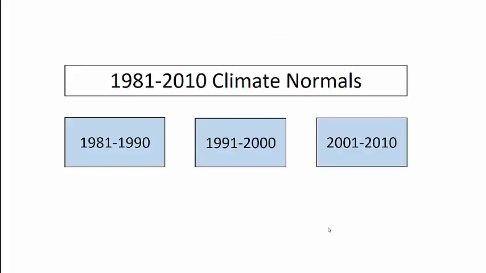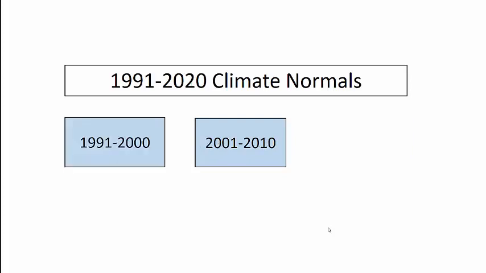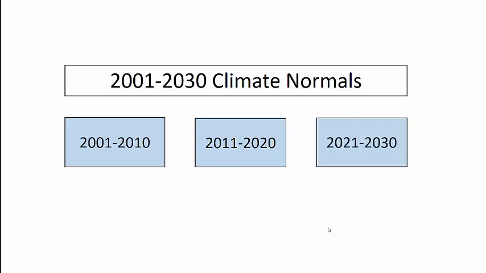Up until very recently, we were still using the 1981 to 2010 climate normals, using observations taken during that 30-year period of time. And just recently, we jettisoned the 1981 to 1990 observations and brought in the weather observations from the most recent decade, and we now have a new 30-year data set that covers 1991 through 2020, and so we have new climate normals. And 10 years from now, we'll update it to cover the period 2001 to 2030, and those will be released in 2031.